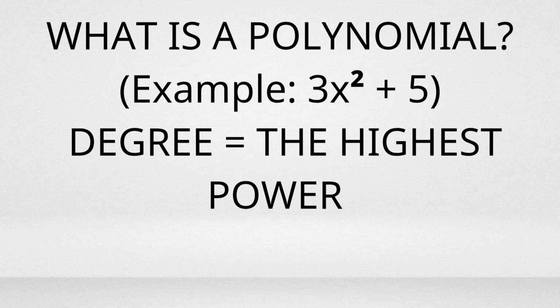First, what is a polynomial? It's just a math expression with variables like x or y. And the degree? That's just a fancy word for the highest power. Think of the highest power as the boss of the equation. But how do you find the boss in a crowd?